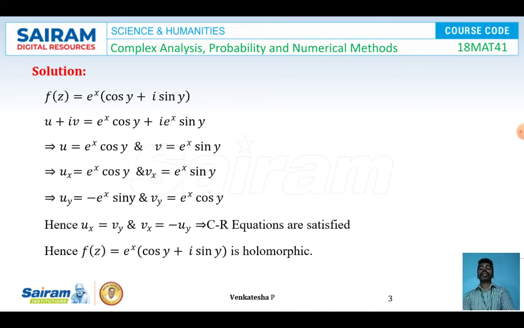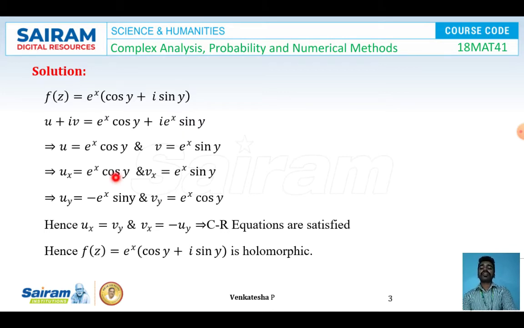Similarly, differentiating u and v partially with respect to y, treating x constant, I will get dou u by dou y is equal to, keeping e power x as it is, cos y will become minus sin y. Dou v by dou y will be equal to, keeping e power x as it is, sin y will become cos y. So I got ux is equal to e power x cos y and vx is equal to e power x sin y. Uy is equal to minus e power x sin y. Vy is equal to e power x cos y.